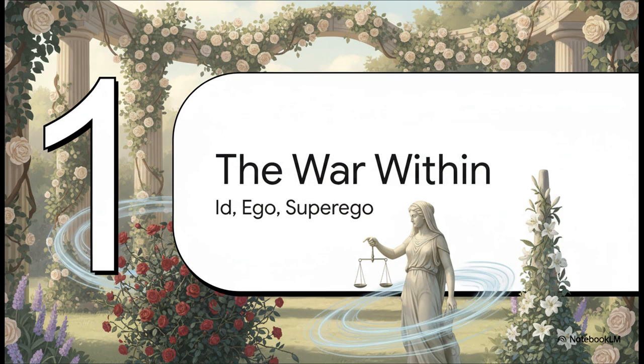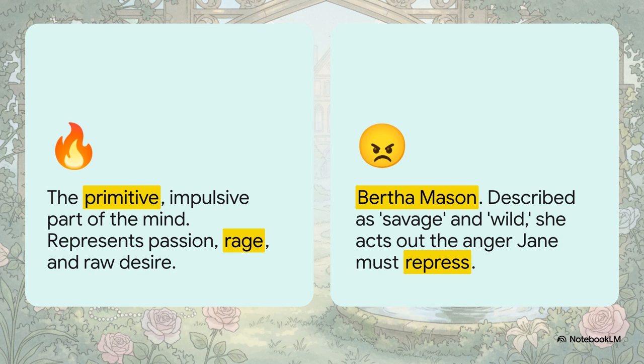All right, so to read this map, we're going to need a key. And for this, we're busting out a classic, Sigmund Freud's model of the psyche. We're going to look at the main characters as three warring factions inside Jane's mind: the id, the ego, and the superego.